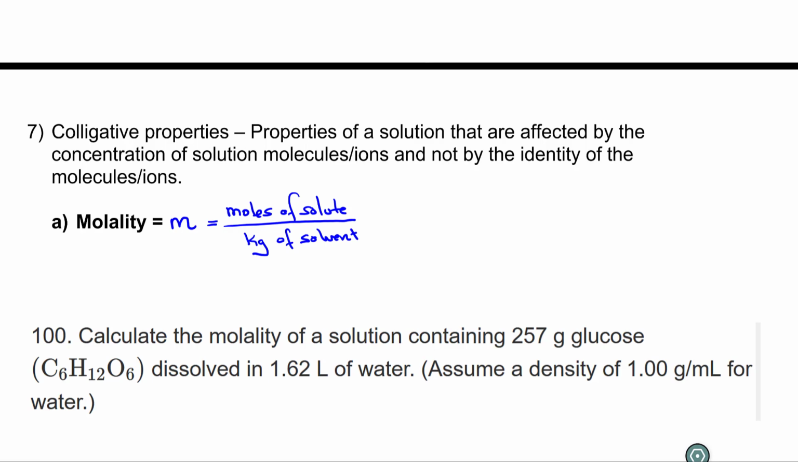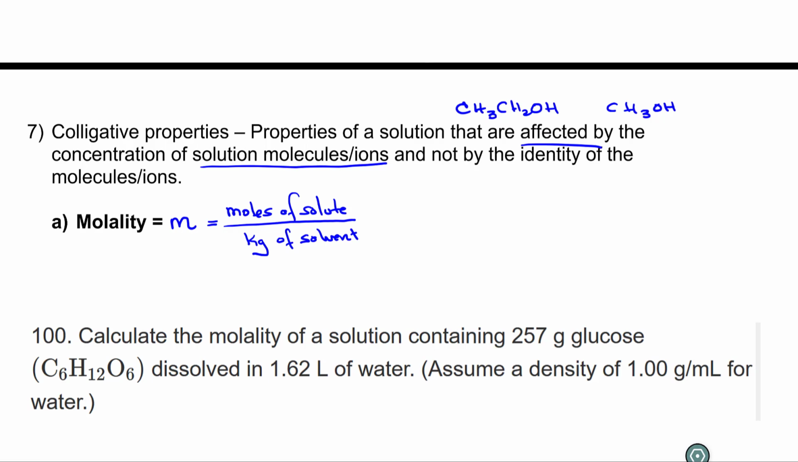But let's look back at the definition. The definition says properties of solution that are affected by the concentration of solution molecules or ions, and not the identity of the molecules or ions. So for example, if I have ethanol or methanol, those are both molecular compounds. They're both soluble, miscible with water.